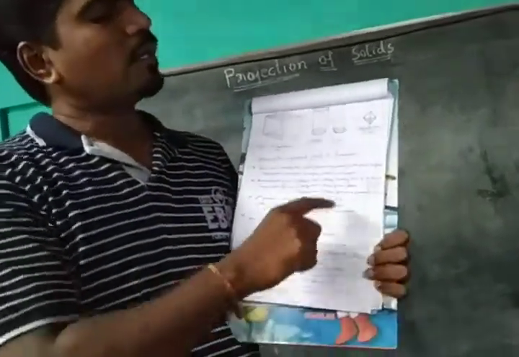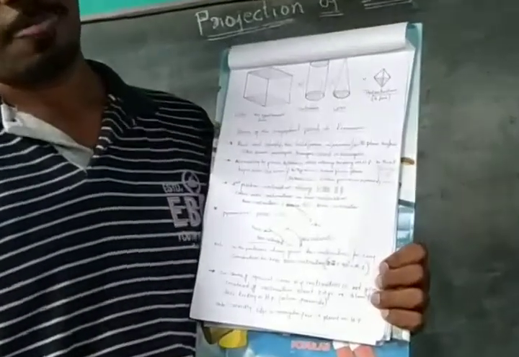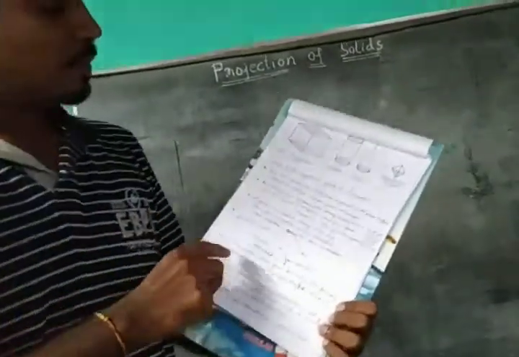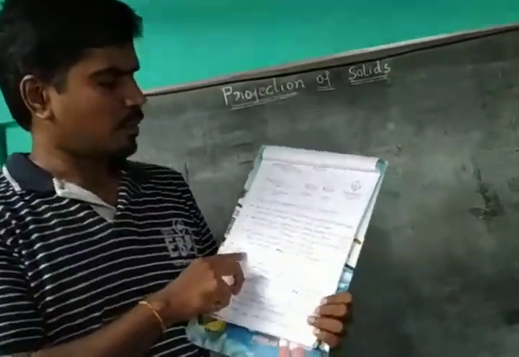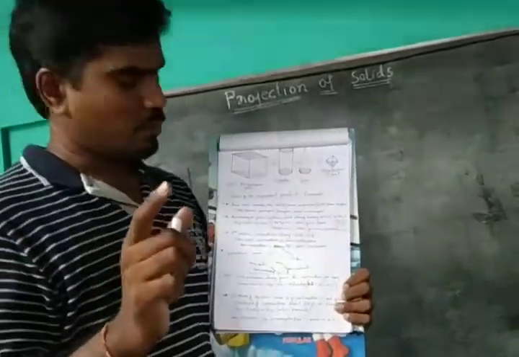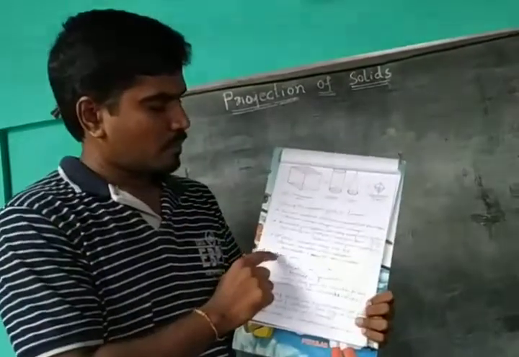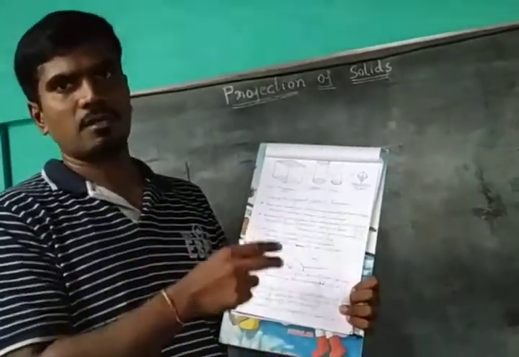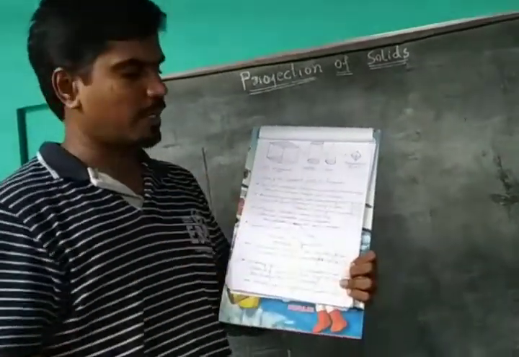And second thing, edge condition or corner condition. After that, in the second position, there is always inclination with the HP, the horizontal plane. And the third position is VP inclination.